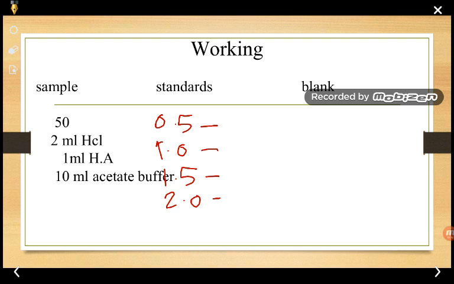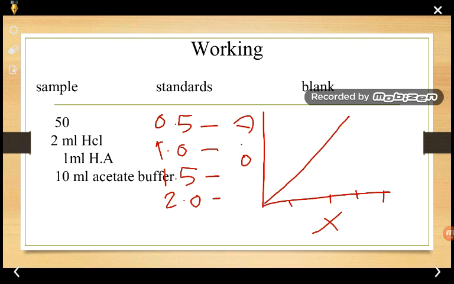So we have to plot a graph against the OD. The OD will be on the y-axis and the concentration will be on the x-axis. So we have to find out the points of the sample, where our sample's reading falls on the standards. As soon as you get the concentration, we have to calculate the amount of ion present in the solution, your water sample.